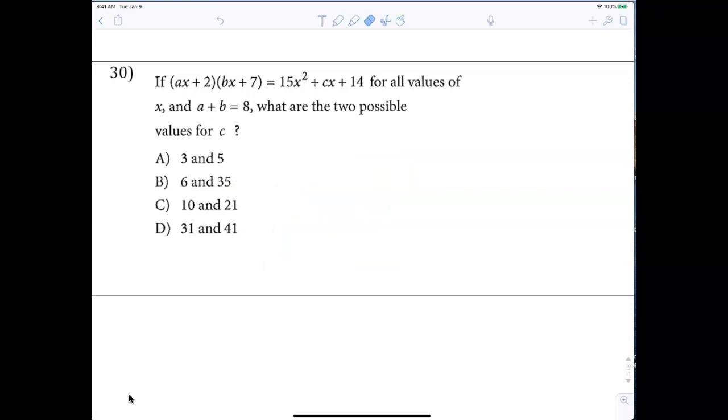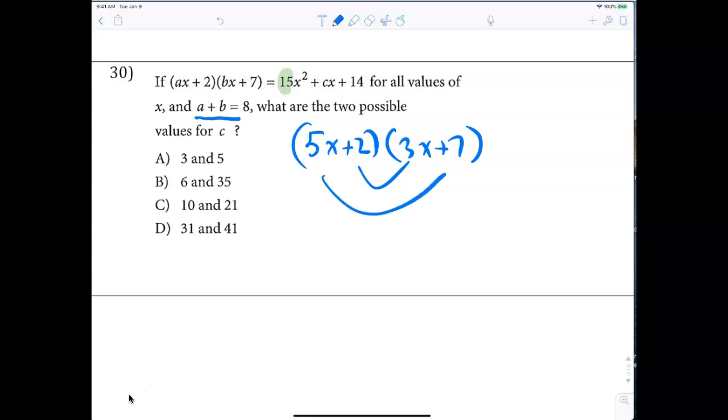What, Sam? So A and B are 5 and 3. Brilliant. A and B could be 5 and 3. That's very smart. Now, they could also be 6 and 2. The problem is they have to multiply together to get what? 15. Thank you. So he is correct. So 5x plus 2 times 3x plus 7. Multiply that out, the middle term would be what? 41. Very, very, very good, actually.